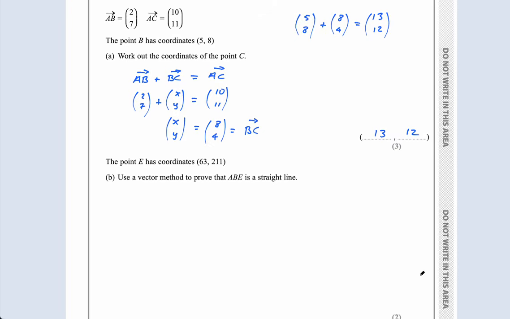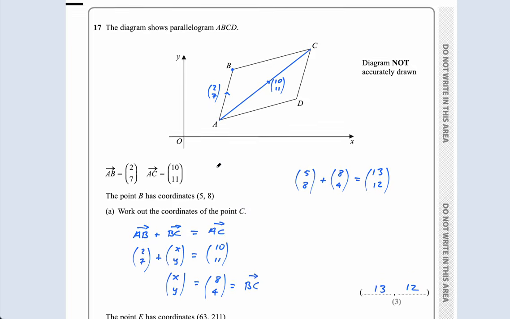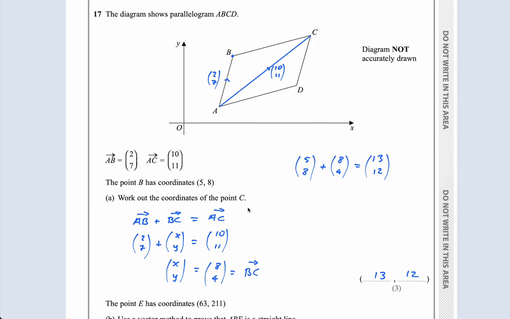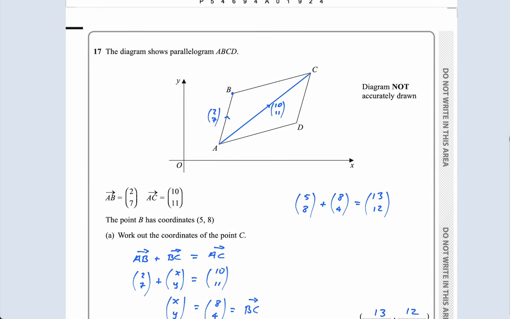part B. It then says point E has coordinates 63, 211. Use a vector method to prove that ABE is a straight line. Okay, if ABE is a straight line, that means that, so let's look at this. E is 63, 211. So it's obviously somewhere way up here, right? So let's just pretend it's way off the page.